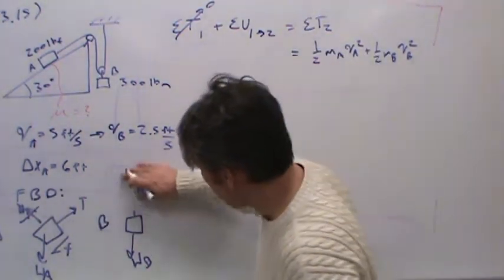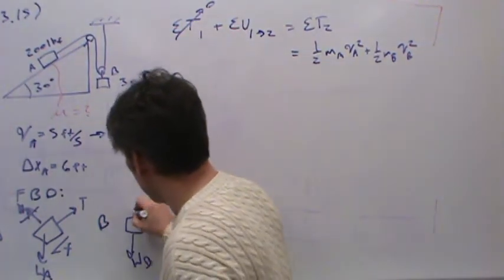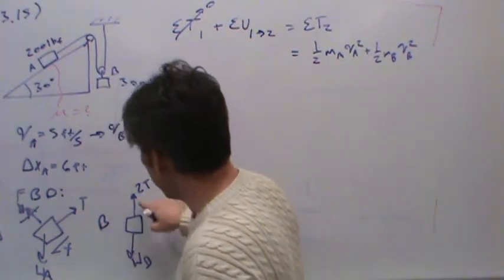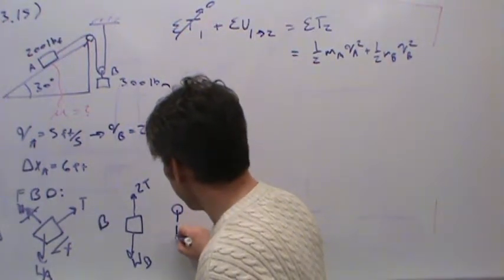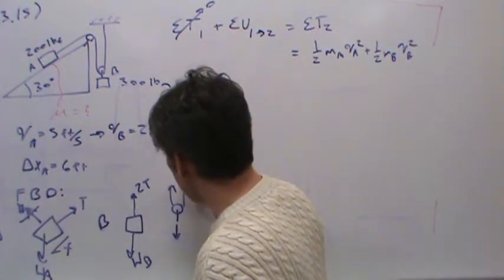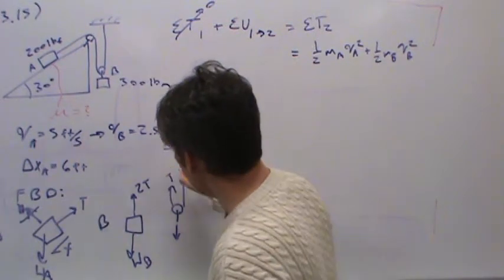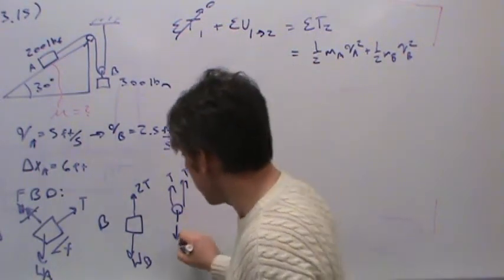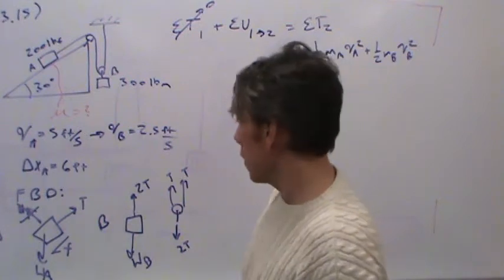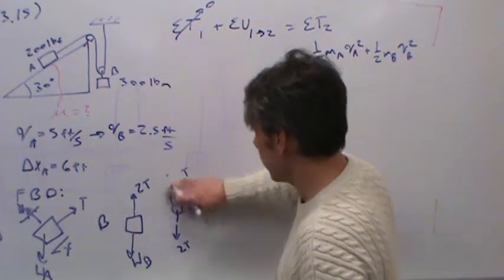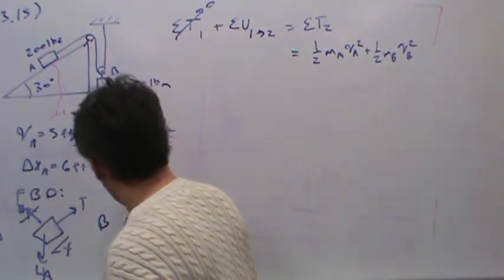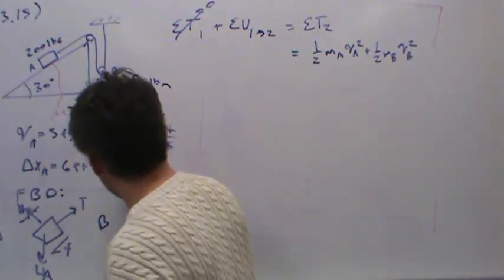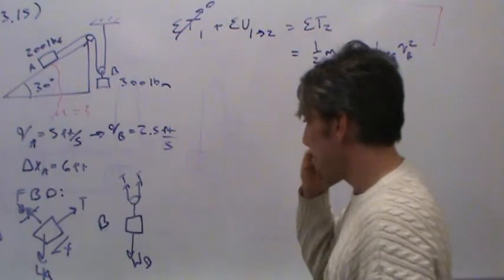Otherwise, if I did it this way, I would get the idea that this is 2T from a free body diagram of the pulley itself that's right here, right? We've got T here, T here. Since this is massless, this has to be 2T. Okay. So either way is fine. Okay, so I'll leave it that way.